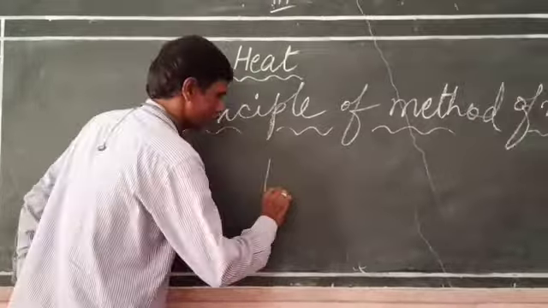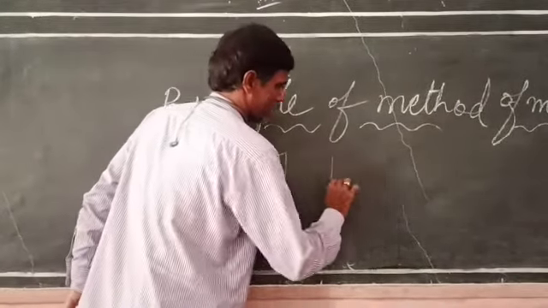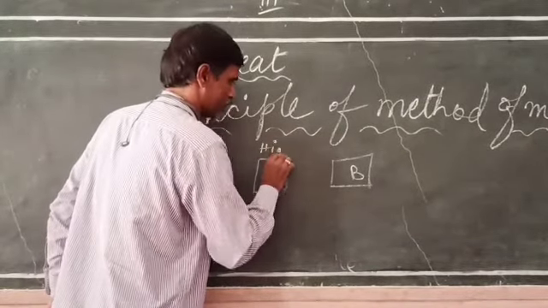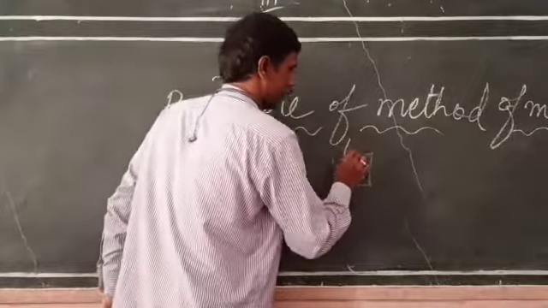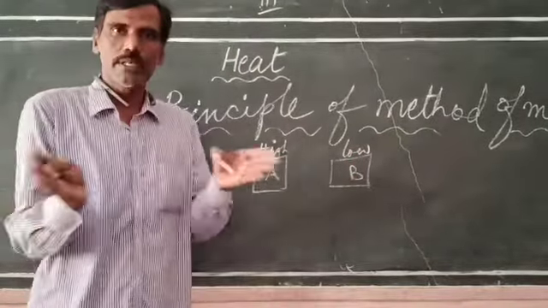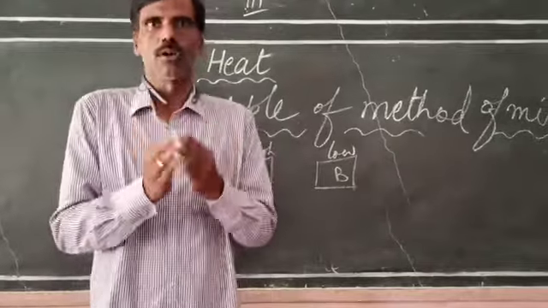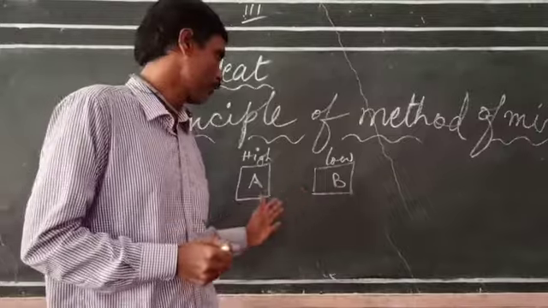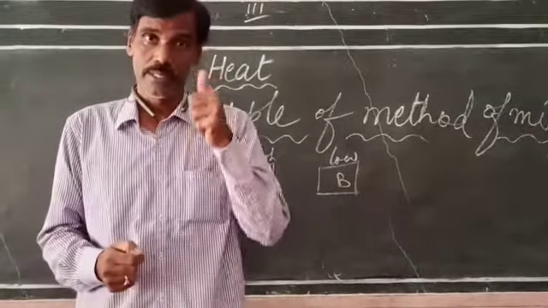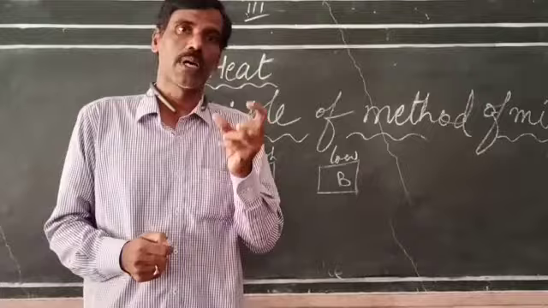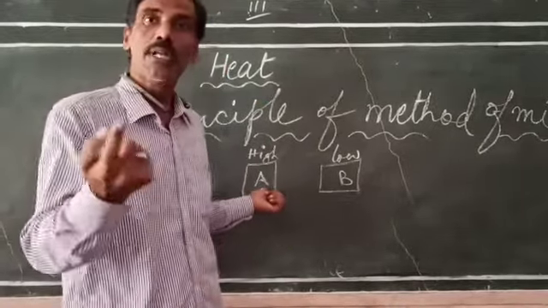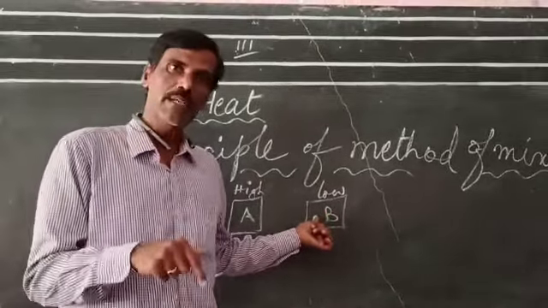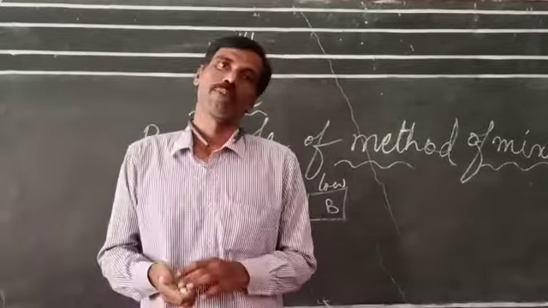Here, for example, if two bodies are at different temperatures, let us say this is at high temperature, this is at low temperature. When these two bodies are kept in thermal contact, then heat will be transferred from the higher temperature body to the lower temperature body. In this case, the net amount of heat lost by the body at higher temperature is equal to the net amount of heat energy gained by the body at lower temperature.